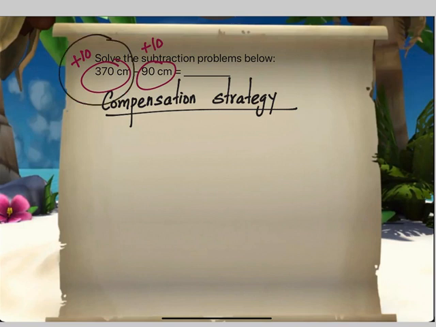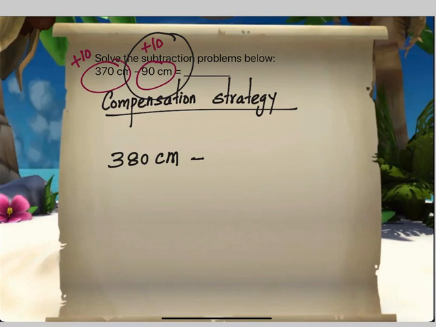370 plus 10 will become 380 centimeter, the same subtraction sign, and then 90 plus 10 will become 100 centimeter equals what? We know that 380 minus 100 is 280 centimeter. So this is a mental math.